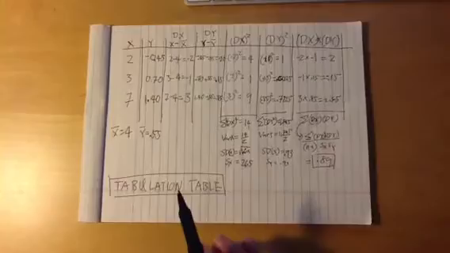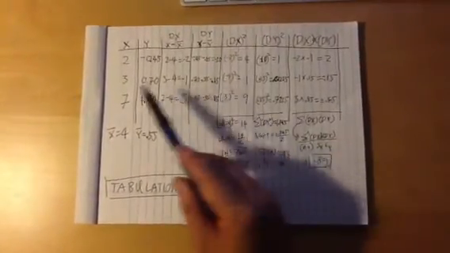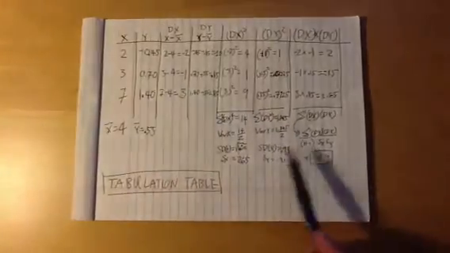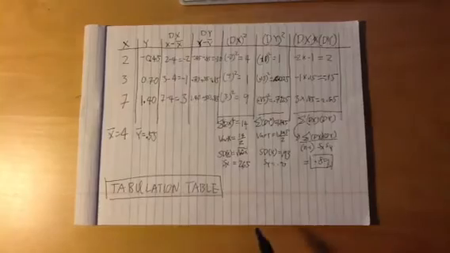So this is how you do this tabulation table. You could also use a spreadsheet that I gave you and just plug in these numbers, and you will see that indeed these are the results that you will get.